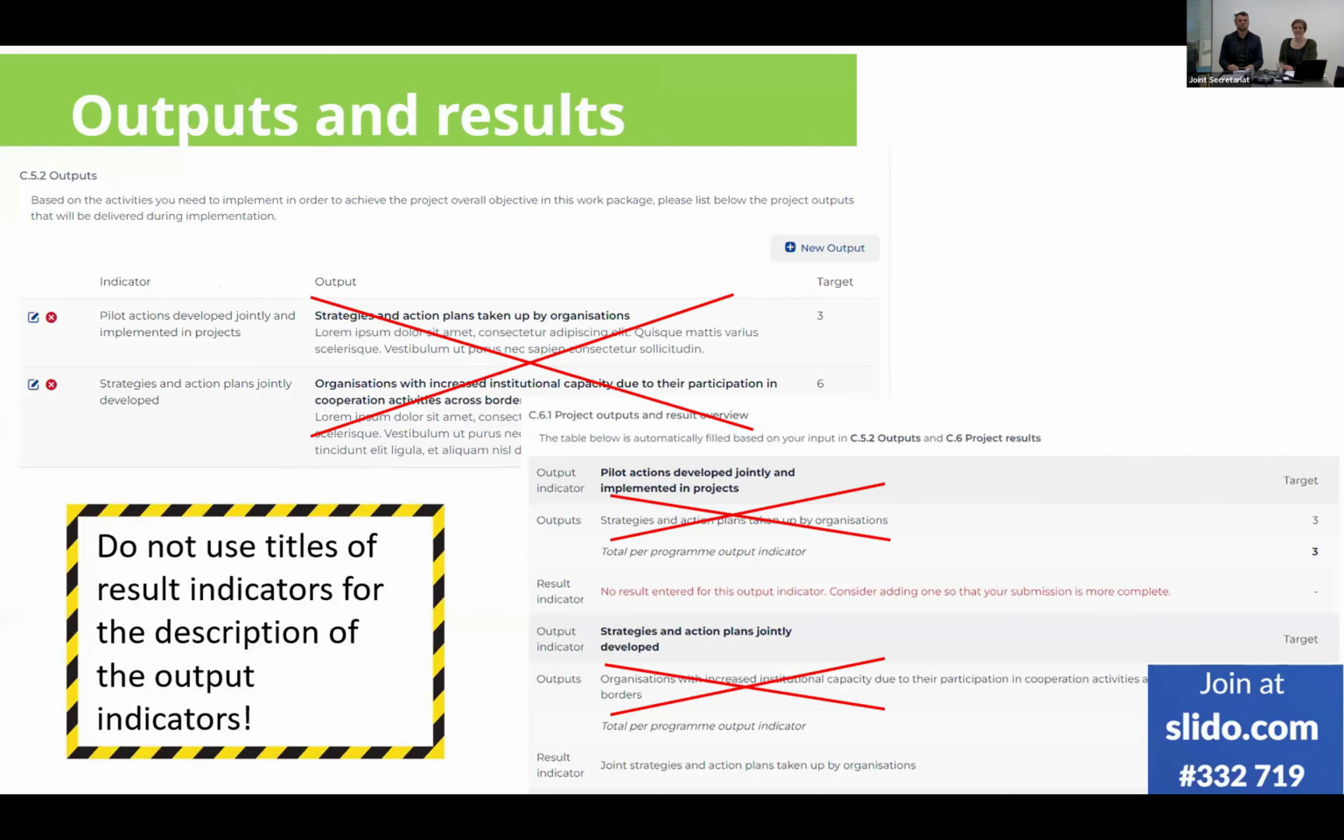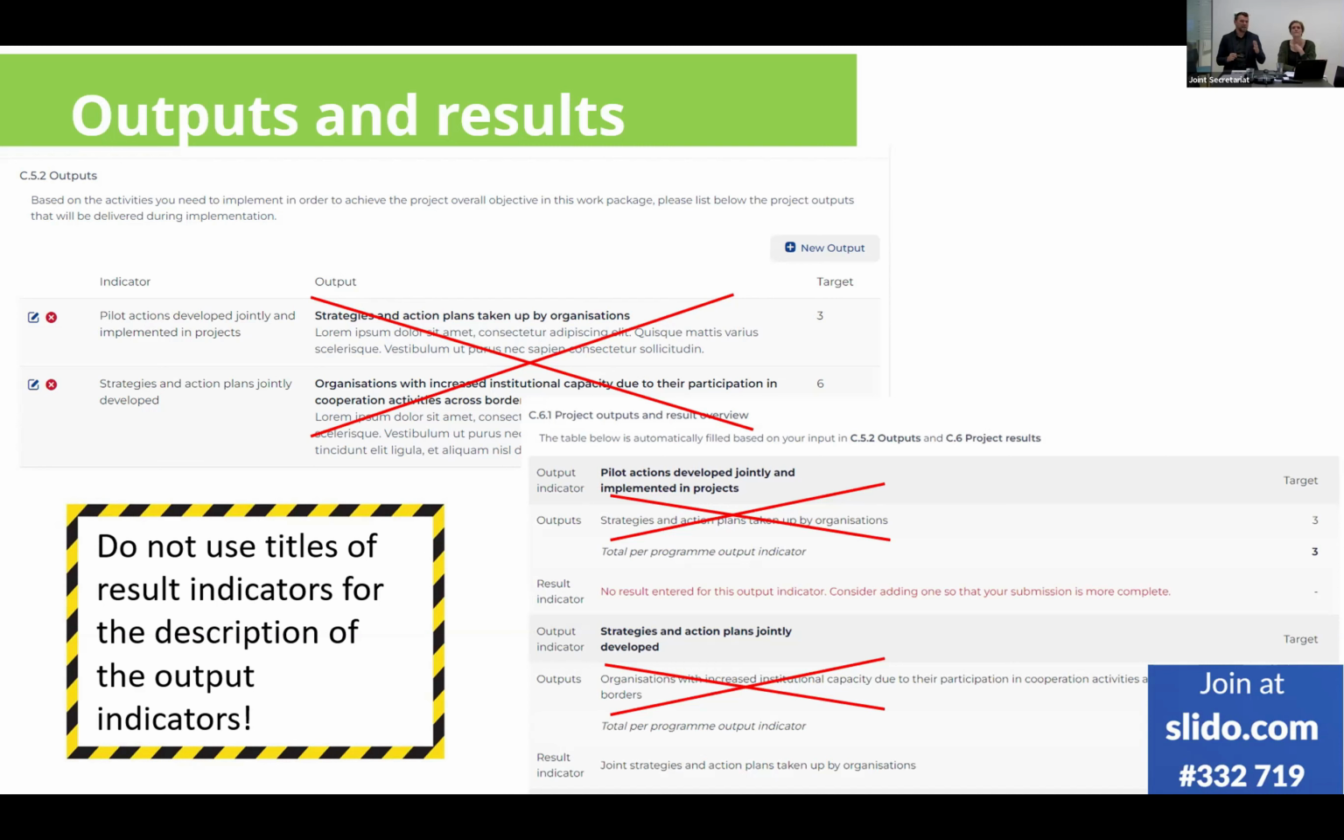When looking at titles for outputs, please do not use the titles of the results indicators for describing the outputs, because that will mix up the whole concept of output indicators and results indicators. Keep that in mind when working in your application form. And I think those were enough warning or takeaway messages.